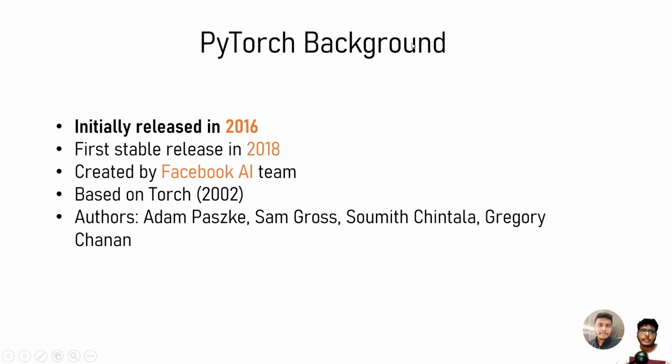Now just to give you a background about PyTorch, it was initially released in the year 2016, and I believe this is one of the reasons why TensorFlow is more popular compared to PyTorch, since it was released before that. And the first stable release of PyTorch was in the year 2018, and we already know that by that time TensorFlow was already a thing and people were using it actively in their production use cases, right? And PyTorch is also created by the Facebook AI team, whereas we have TensorFlow, which is created by the Google Brain team, right?